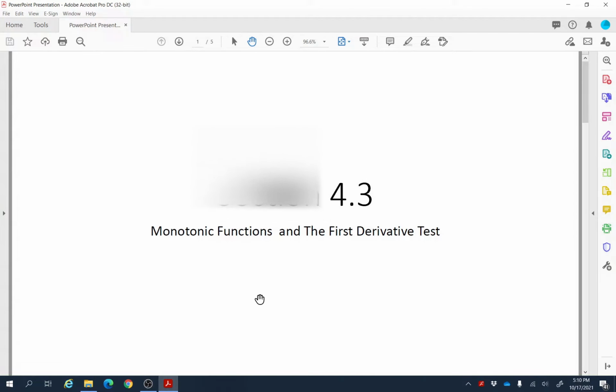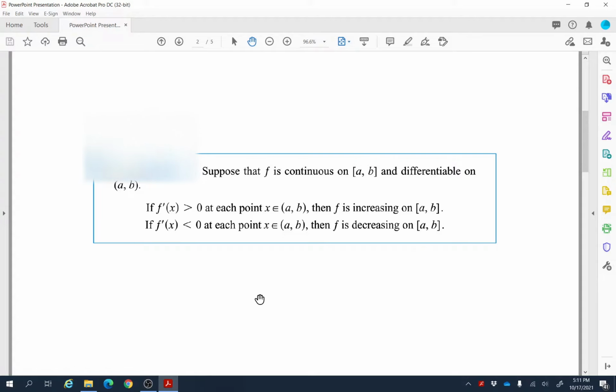Section 4.3 Monotonic Functions and the first derivative test. Suppose you have a continuous function defined on some closed interval that is also differentiable on the open interval. Then if you find the derivative of that function, and that derivative is positive, that means the function is increasing. If the derivative is negative, that means the function is decreasing.